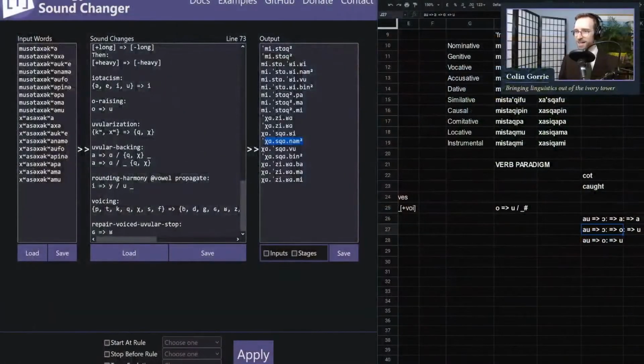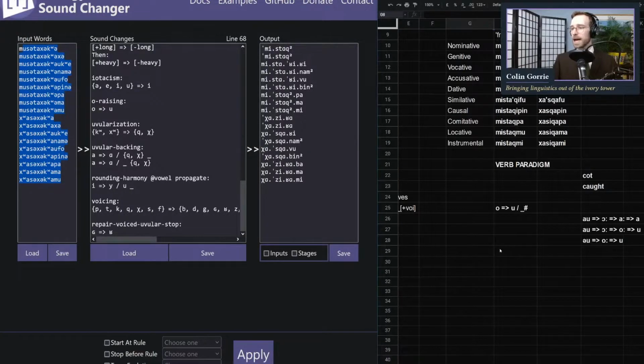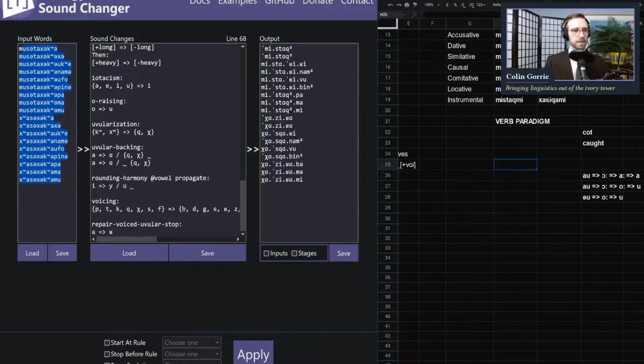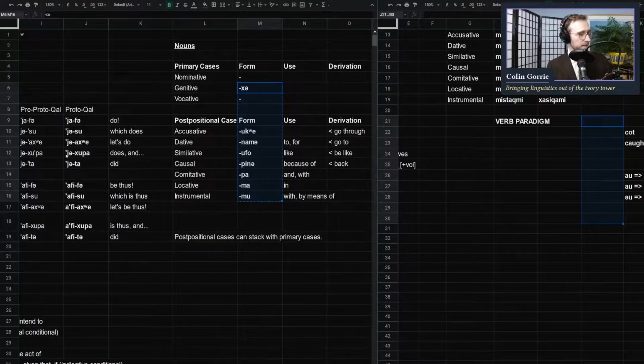Oh, fancy new hotkeys, getting us to where we need to go. All right. So we have our last episode. We made some fun noun paradigms, which you can see here. And we are now going to make the verb paradigms. So let's move these things out of the way, and let's look at what we have for verb paradigms in the proto-language.